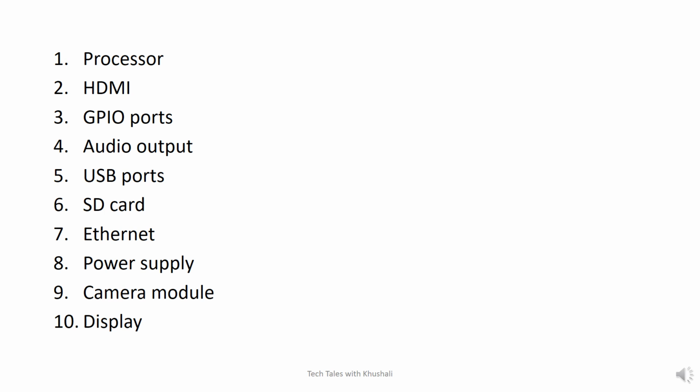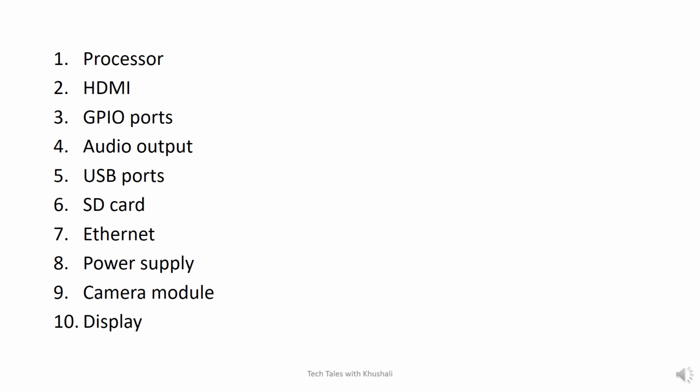The sixth is the SD card. It is available on Raspberry Pi, which holds the installed operating system and is required for booting the device. The seventh is Ethernet. It allows access to the wired network. It is available only on the Model B of Raspberry Pi.